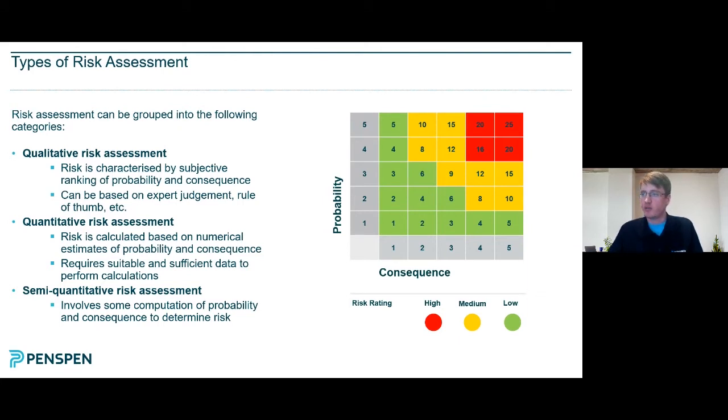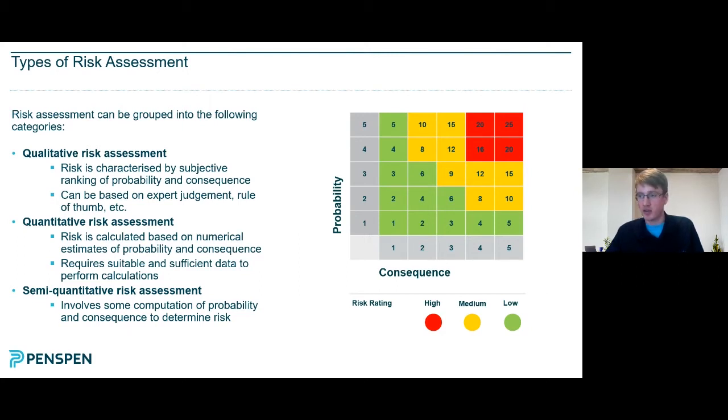So as I mentioned before, there's various types of risk assessment, and they do vary in terms of complexity. The most basic form is qualitative, where risk is subjective and can be based on things like rule of thumb or expert judgment. And then moving further along the complexity, we move towards semi-quantitative risk assessment methods that involve some more complex computation, but they're maybe not fully quantitative.